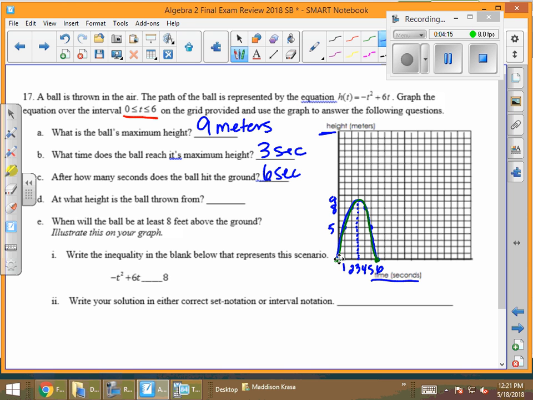At what height is the ball thrown from? Well, that's your y-intercept. And in this case, our y-intercept is right over here at 0, 0. So we would say 0 meters.